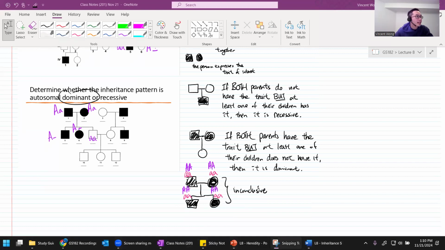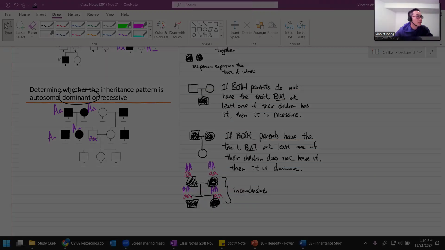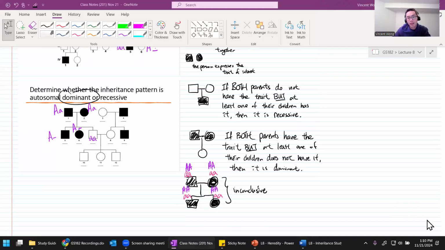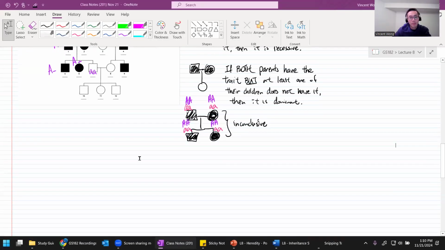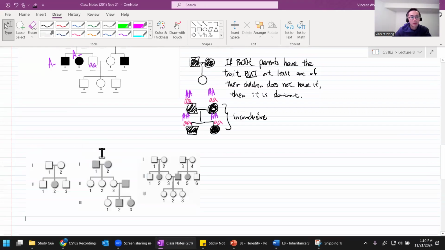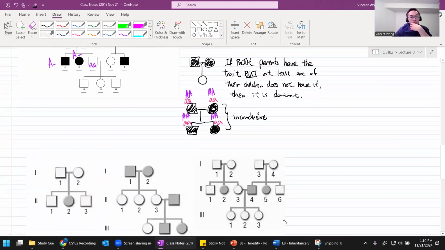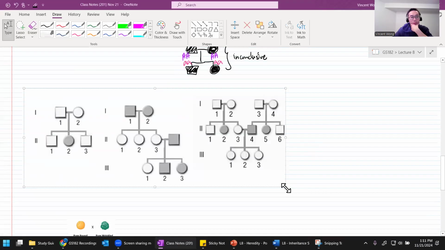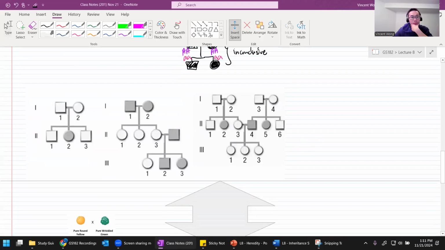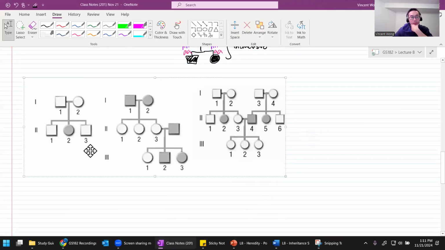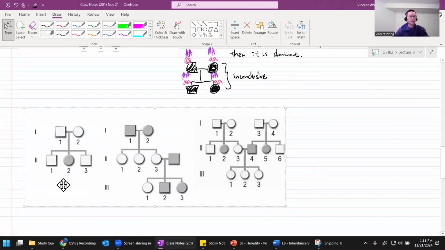Okay, so in the study guide, on the third page, there are 3 pedigrees. I want you to try them out, using what I just taught you. Please figure it out. Figure out the inheritance pattern. I'll give you 4 minutes to try that.